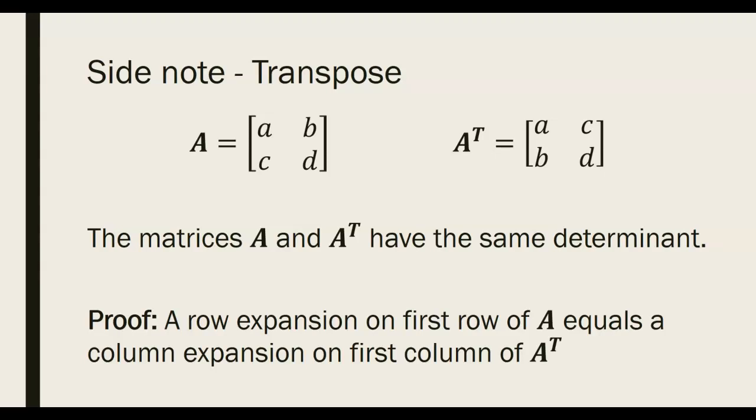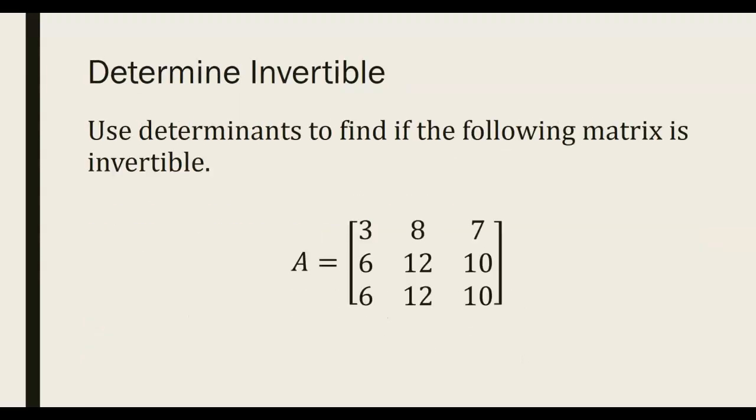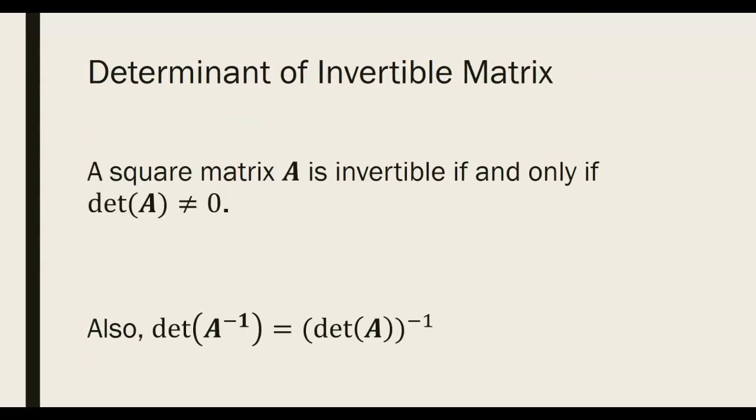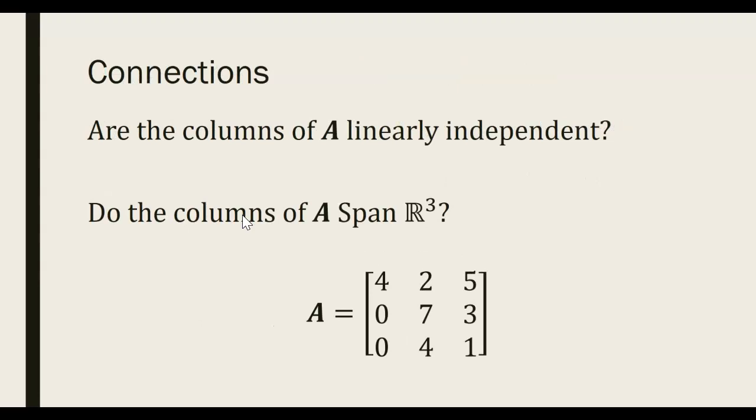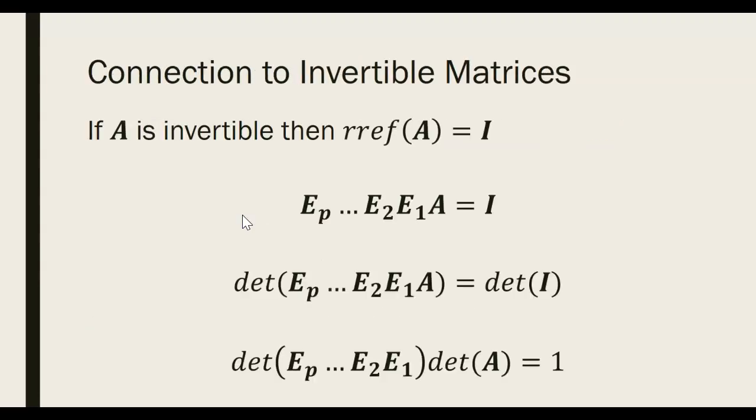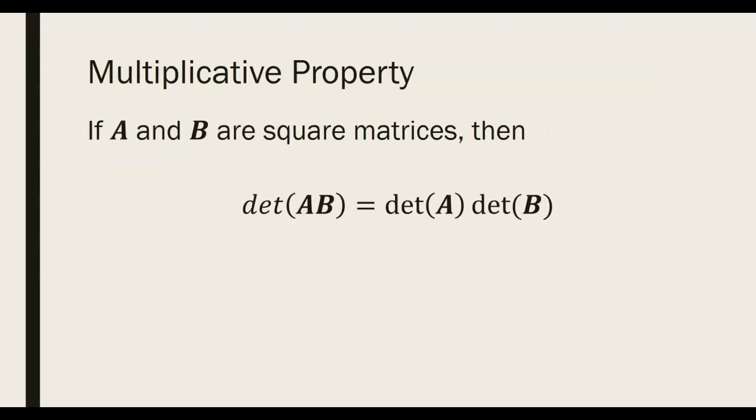The main 2 we're going to use are the fact that a square matrix is invertible if and only if the determinant is not 0, and the fact that you can multiply 2 matrices, take their determinant, and this resulting determinant is going to be a product of the 2 individual determinants. All right, those are the 2 biggies. Other than that, it's pretty straightforward.